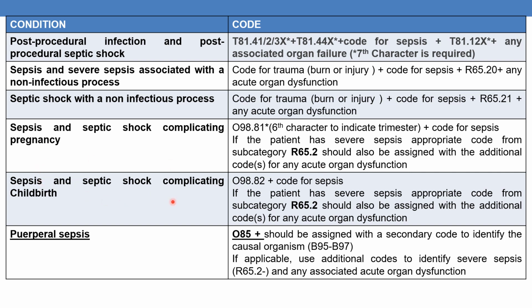Next, coming to sepsis and septic shock complicating childbirth. For that, the PDX should be O98.82. O98.82 must be the PDX, followed by code for sepsis, and guideline for severe sepsis is common. Next, coming to puerperal sepsis. The code for puerperal sepsis is O85, followed by secondary code to identify the organism, which comes under category B95 to B97, and if applicable, if there is any severe sepsis, R65.2 series with any associated organ dysfunction must also be coded.